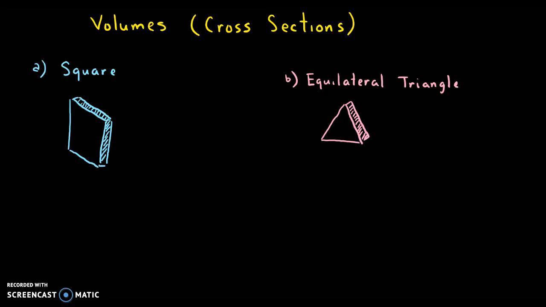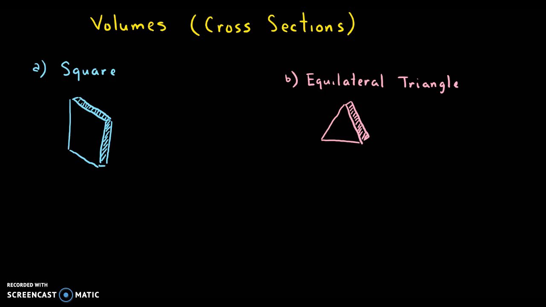Alright, so welcome to this video. In this video we're going to look at volumes, but we're going to look at volumes of cross sections. So four shapes that we're going to be looking at. We're going to be looking at some squares, equilateral triangles, some isosceles right triangles, and then finally some semicircles.